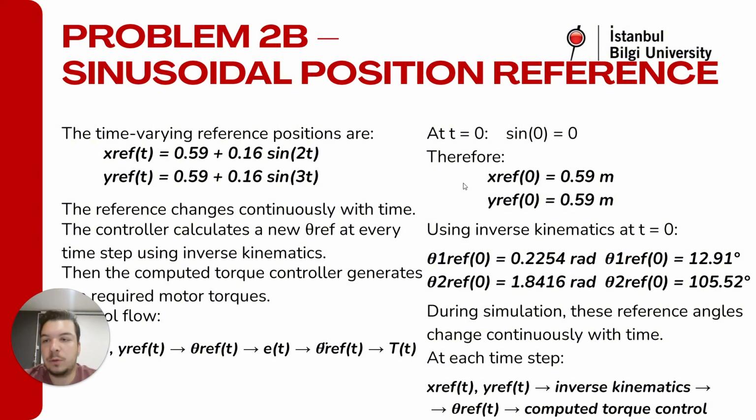Now we move to problem 2b. Here our targets are sinusoidal. They change continuously with time. This makes tracking physically much harder.